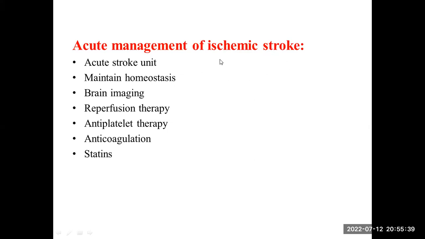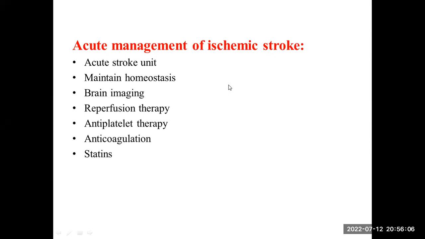If you have a patient with hyperglycemia, you can consider insulin infusions in order to control the blood glucose. Then another element in maintaining the homeostasis is that we also need to control the temperature. If the patient is for some reason febrile, you need to give antipyretics and keep the temperature normal, because high temperatures or even hypothermia might adversely affect the brain tissue. So this is part of maintaining the homeostasis.